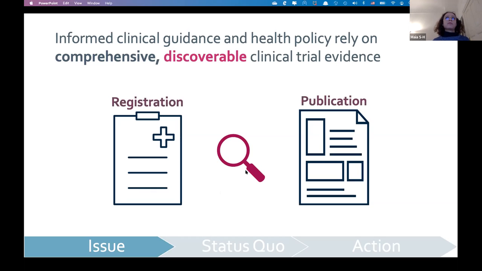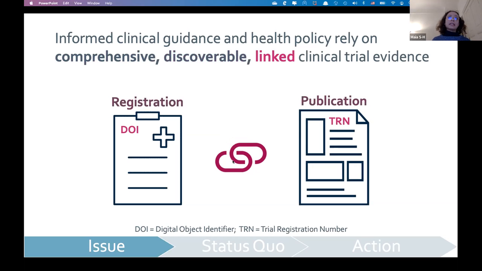And that means that the registration and publication should actually be linked, which makes both more easily findable because you can find one via the other. And this linking is indeed recommended by the WHO, by the CONSORT trial reporting guidelines, and by the International Committee of Medical Journal Editors, or ICMJE. And it's pretty easy to do. Researchers can do this by including the trial registration number in the publication, in both the abstract and the full text, and also by including the DOI of the publication in the registration following publication of the study results.